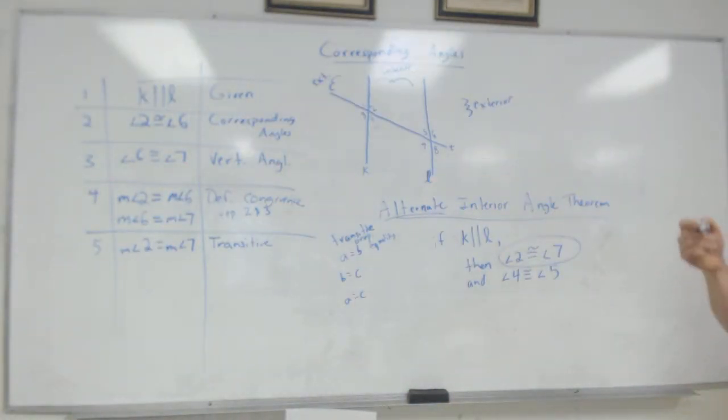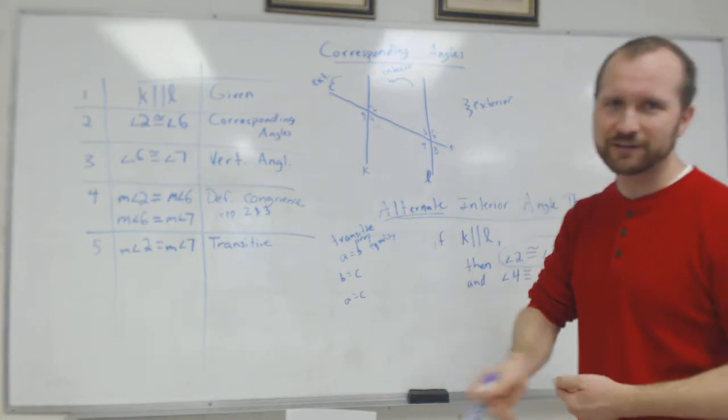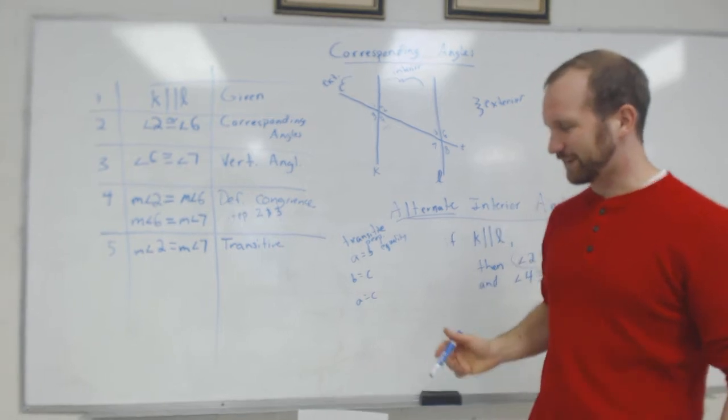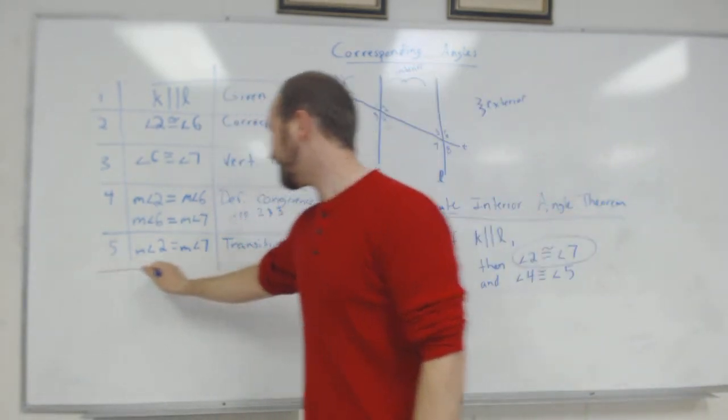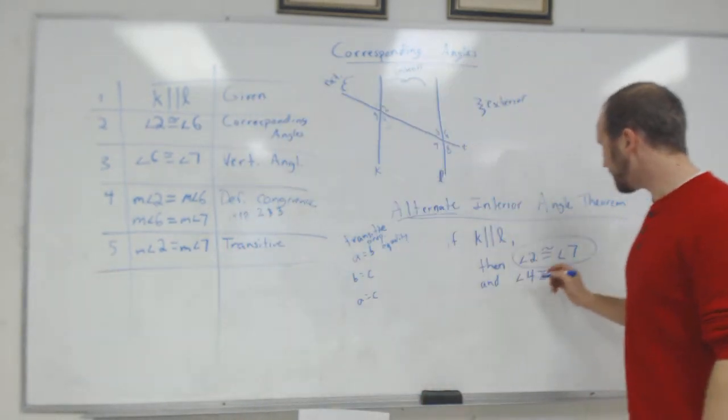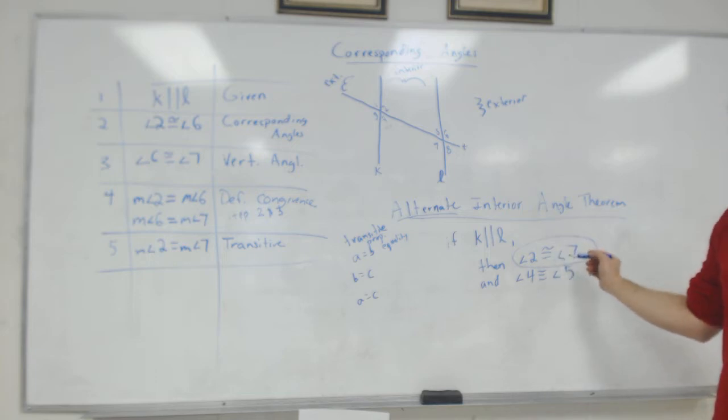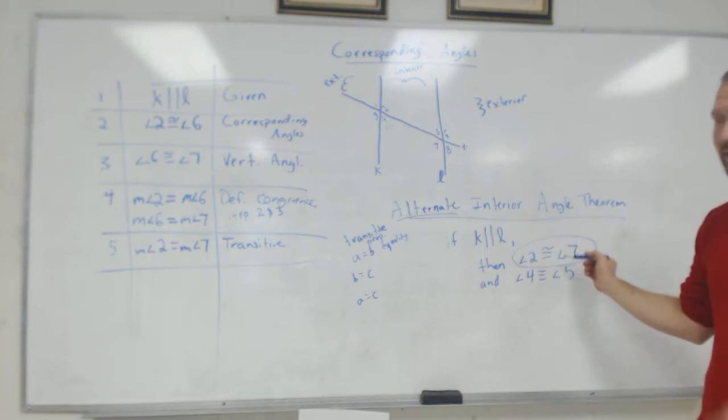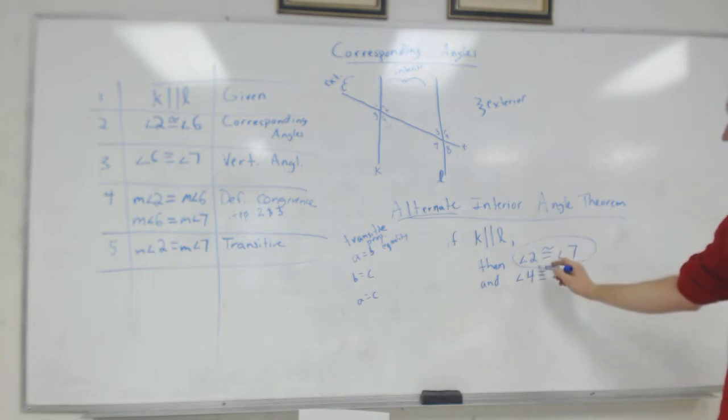If 2 equals 6 and 6 equals 7, then 2 must equal 3. I mean, 7. Alright, so transitive. Okay, and that's what I wanted to show, right? What's that? 2 equals 7. Oh, and then we have to show the other one. But what did I want to show here?